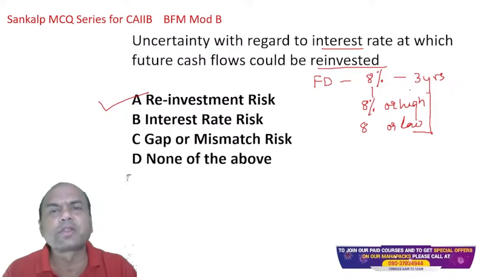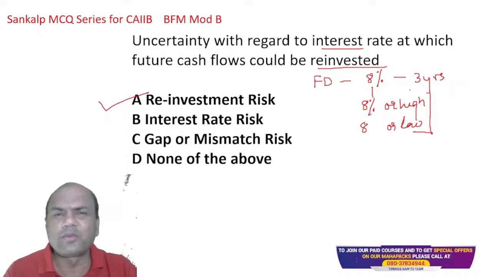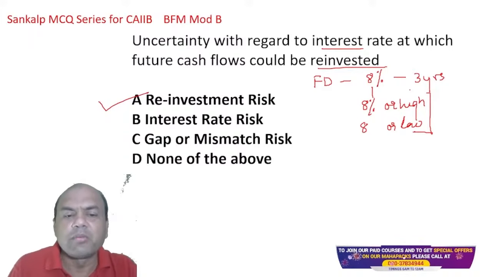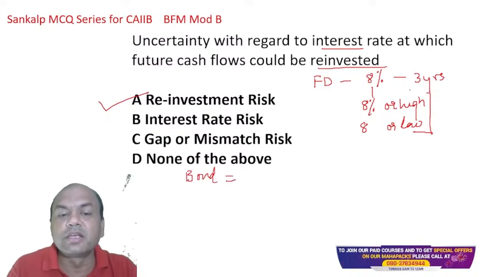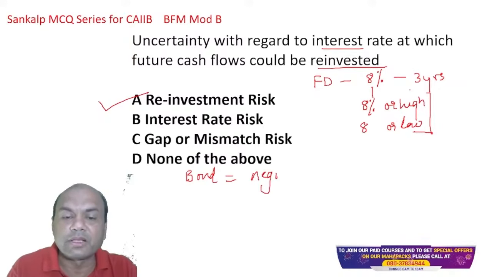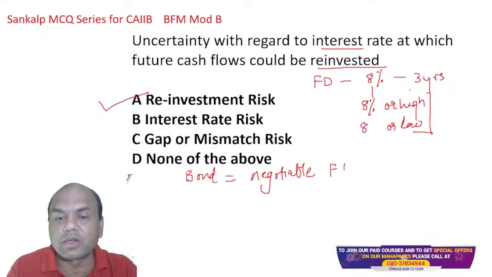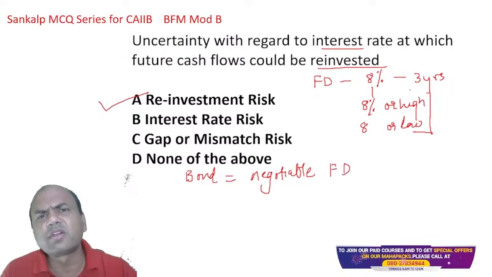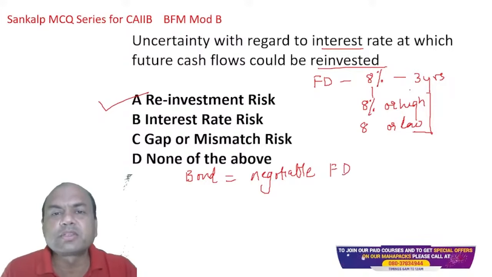Now, tell me, what is the difference between bond and FD? The difference is not much. Okay? Bond equals negotiable FD. I'll just give it to you simple. Remember, negotiable FD. Because what is FD? FD is not negotiable, right? FD is not negotiable. Now, what do you mean by negotiable?